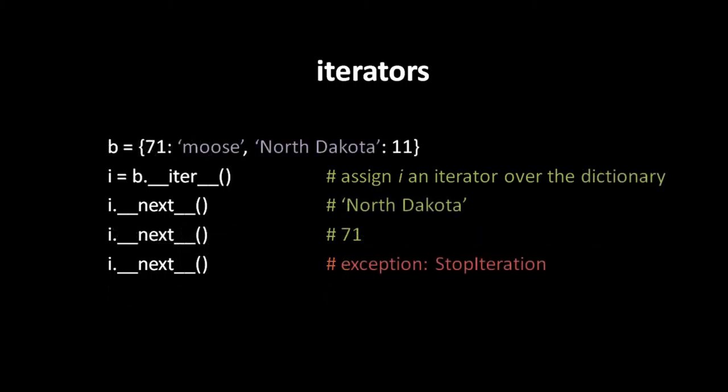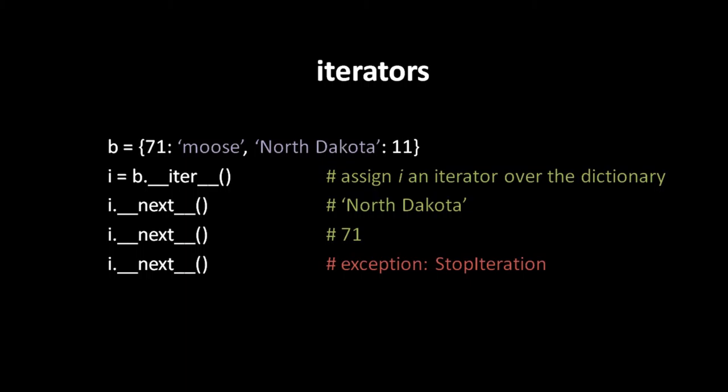Now, we can also create iterators over maps. So here we have this dictionary with 2 items, the key 71 with the value moose, and a key North Dakota with the value 11. Assign that to B, and then create an iterator over the dictionary, which we assign to I. We invoke next on the iterator twice, getting the 2 keys of the dictionary in no particular order, and then the third call to next raises a stop iteration exception, because we've exhausted the iterator. We've iterated through all the items in the dictionary.